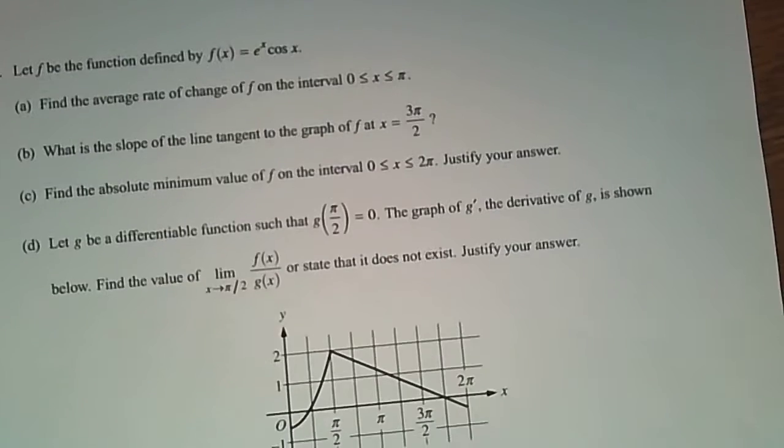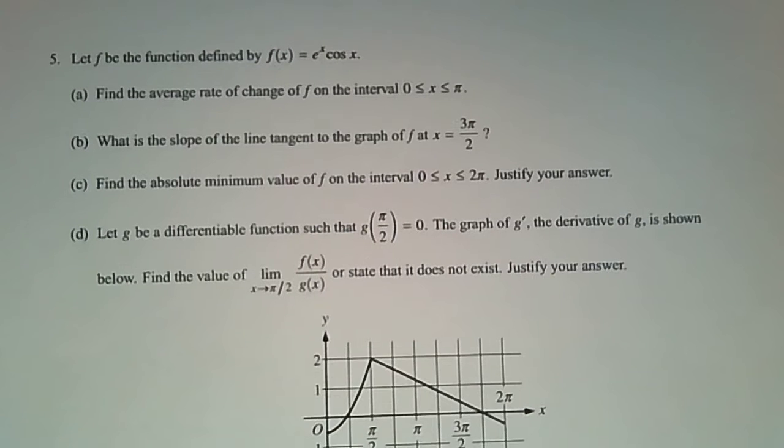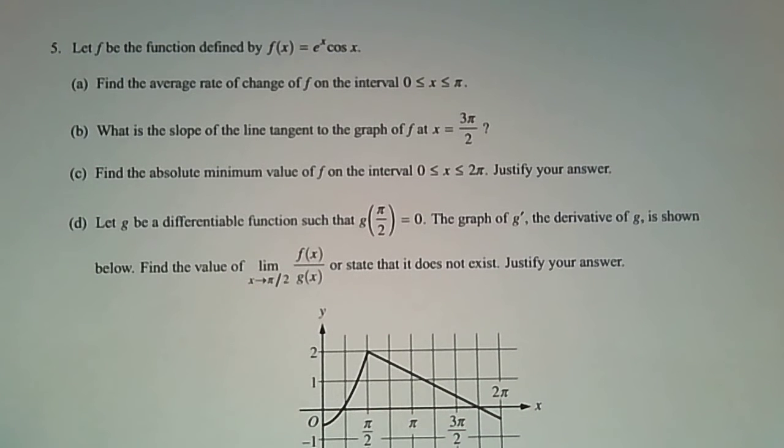All right, here is your free response question of the day. So let f be the function defined by that, f of x equals e to the x times cosine x. And the first question is find the average rate of change of f on that interval. Well, that's the same as asking for the AROC.